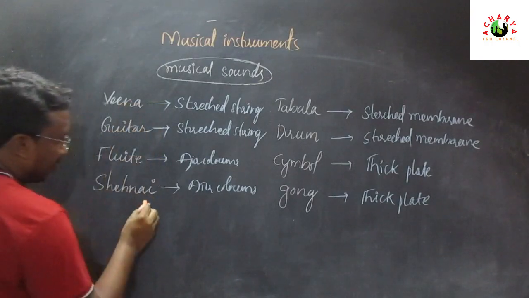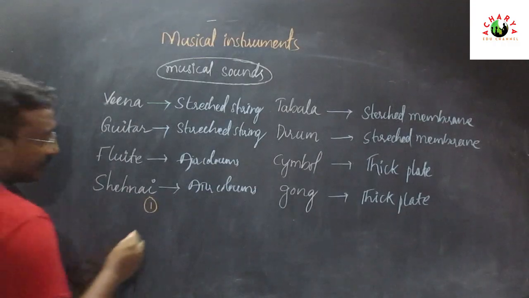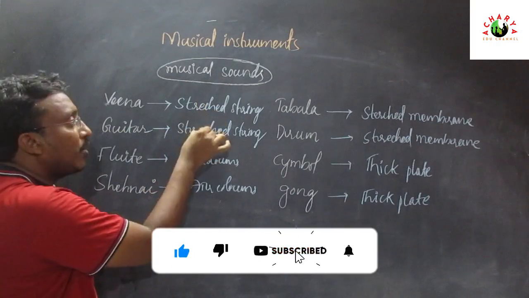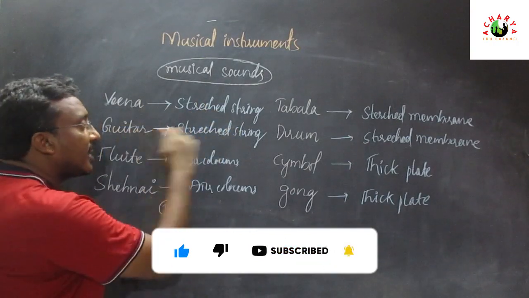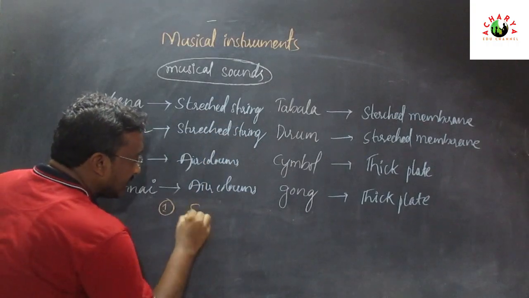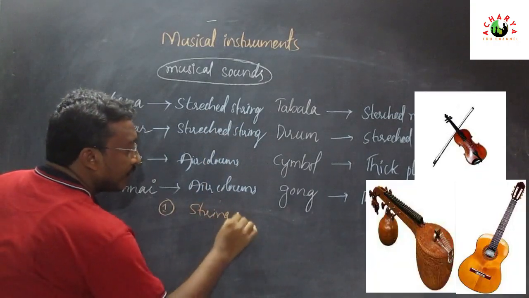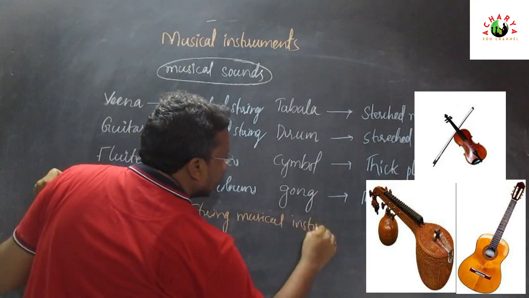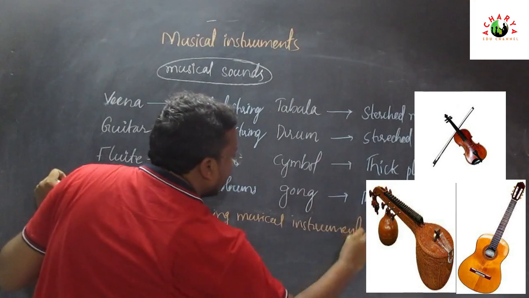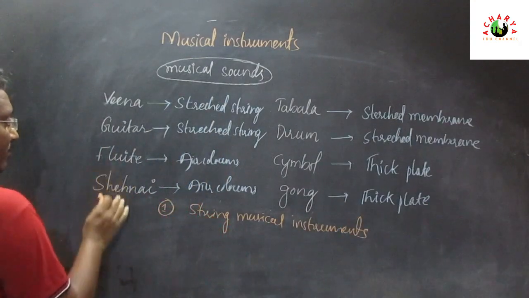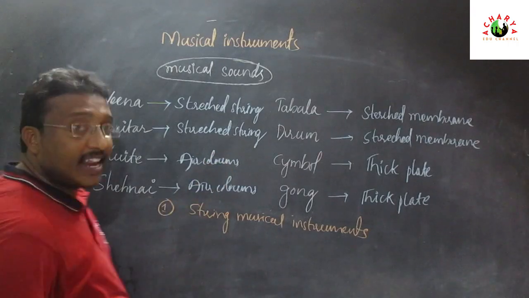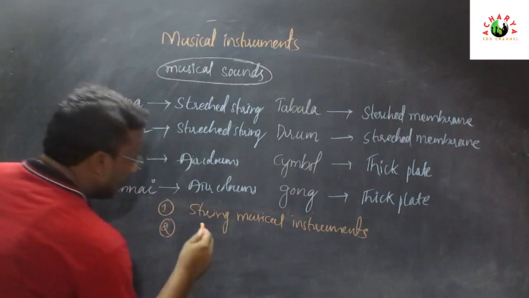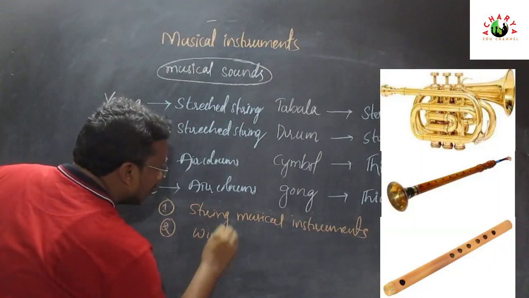So here they are. One is veena and guitar, whose vibrating part is the stretched string. These kinds of musical instruments are known as string musical instruments. Then flute and shehnai, where the air columns are responsible. Such kinds of musical instruments are called wind musical instruments.